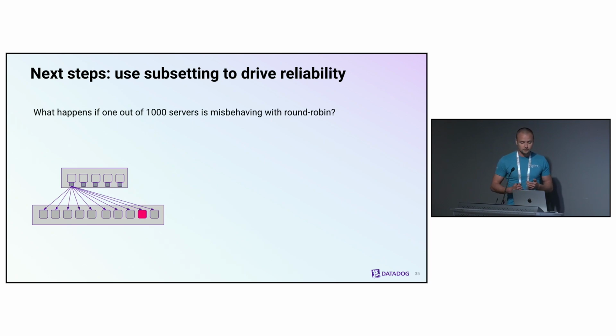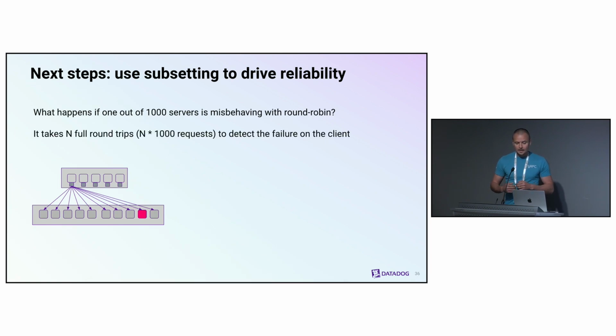So let's consider the following use case. Suppose you have a lot of servers and one of those servers is misbehaving. You want to avoid sending too much traffic to it, but how can you detect this from the client side? If you use just plain round robin, the answer is that you need to take a few full round trips across all your servers, doing them in round robin fashion, to detect this failure, which is too slow.